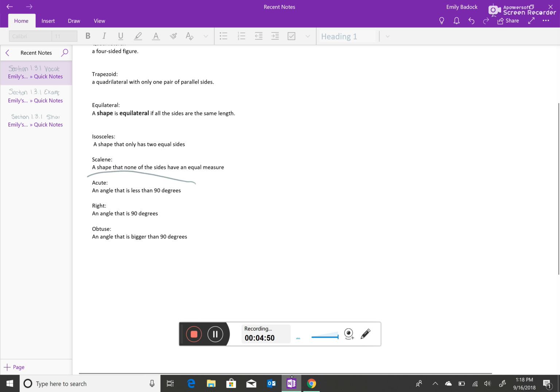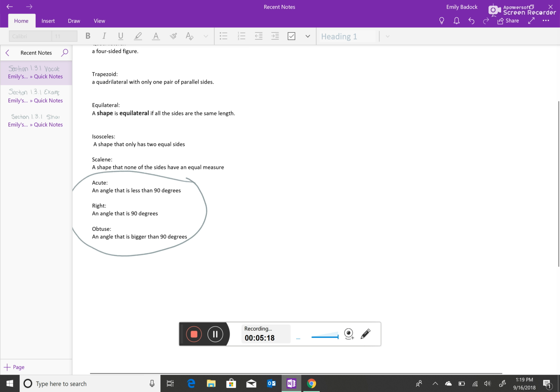Then we move on to our bottom three, and I'm going to group those together because they refer back to our angle measures. An acute angle is an angle that has less than 90 degrees. If you have an acute triangle, all of the degree measures in that triangle are less than 90 degrees. A right triangle is a triangle with an angle that is 90 degrees.